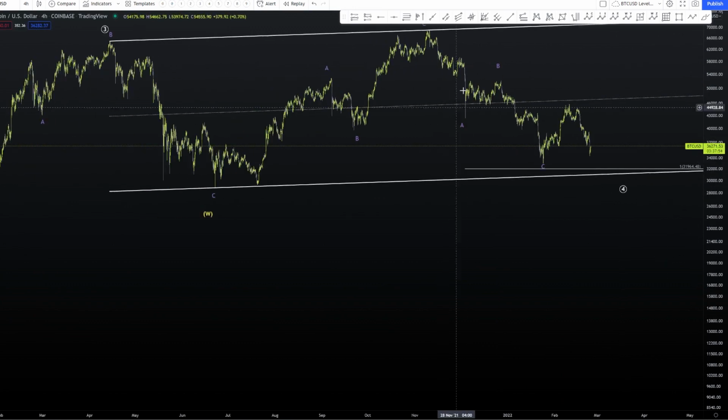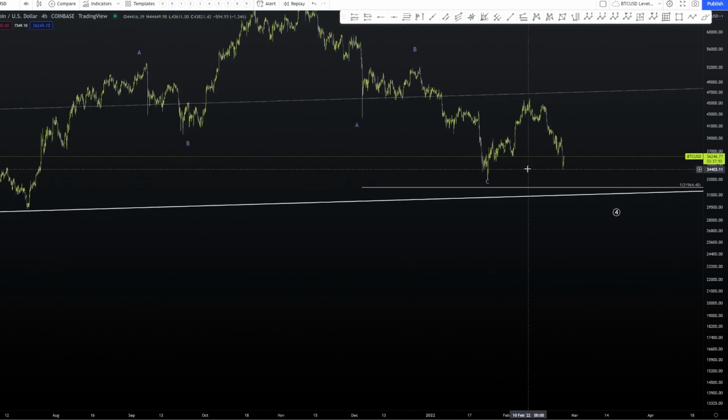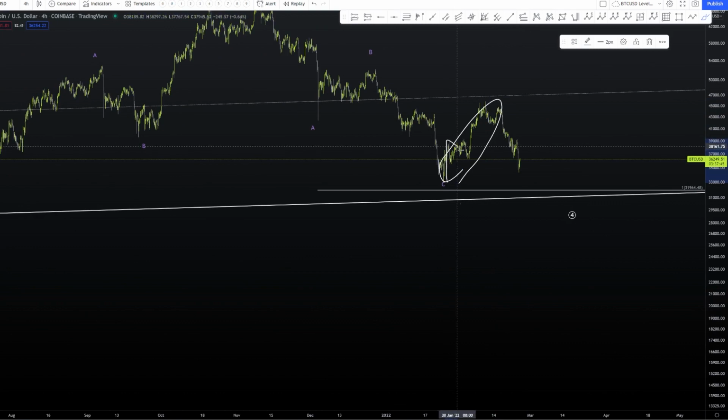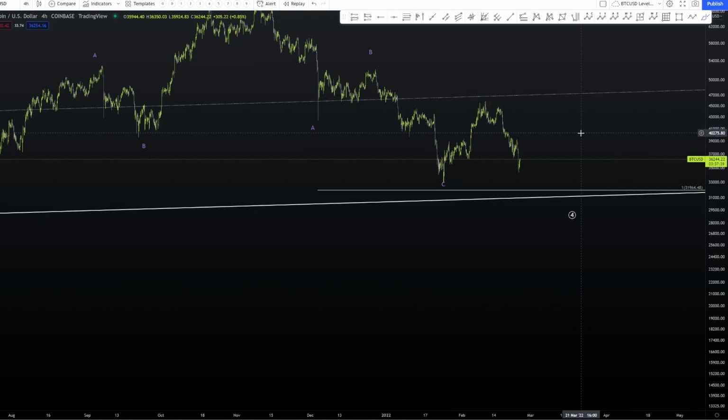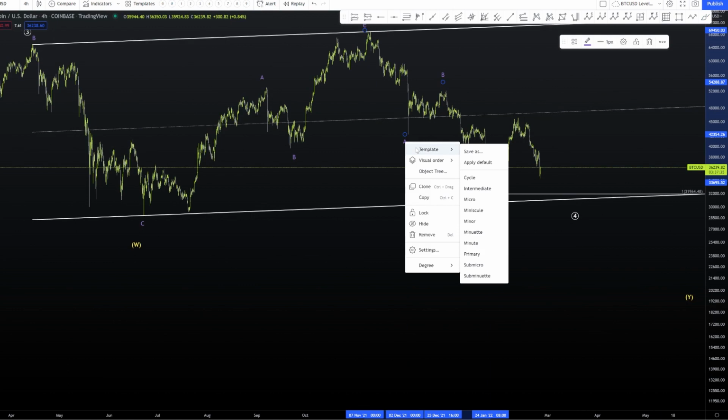However, we could have just put in the zigzag for an ABC. And in the case that this was the low right here, then this could be a wave 1 right here, where we could count up as a 1, 2, 3, 4, 5. That's a possibility. However, I'm leaning a little bit more towards it being a double zigzag, in which case this is either ABC of a lesser degree.